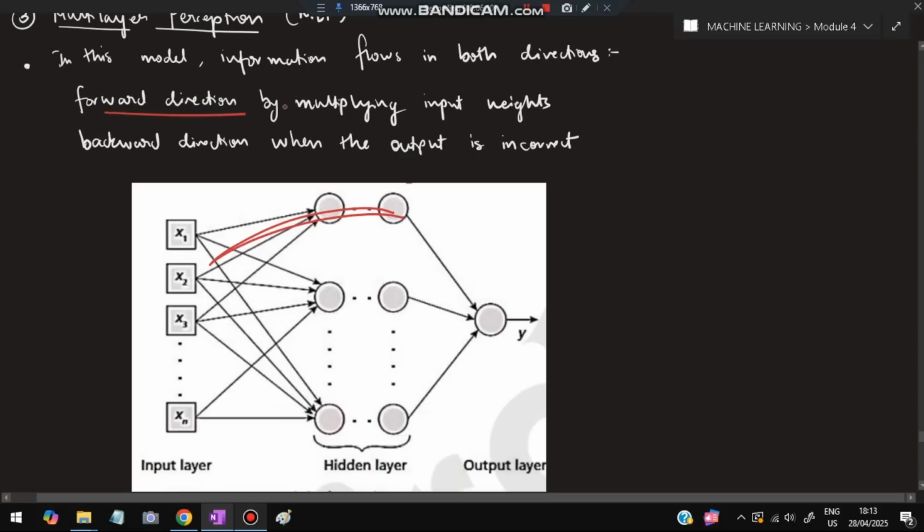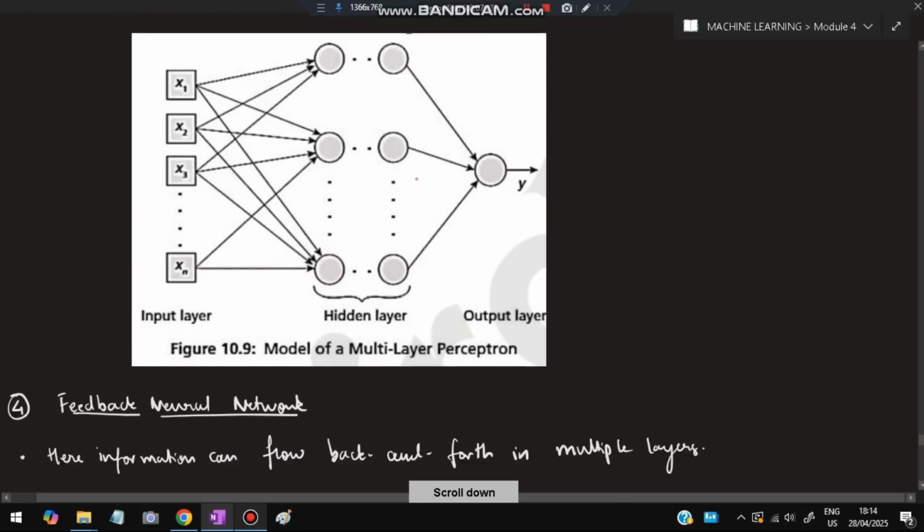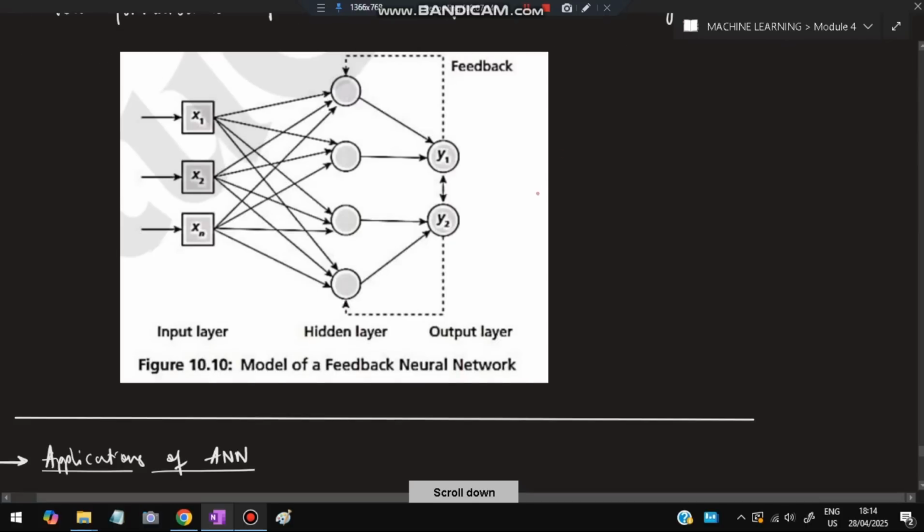In the forward direction, by multiplying input with weights, we move the weight forward, and in the backward direction, if it is wrong, we move backward, update the weights and come back again. That is happening between one layer. So if it happens in a single layer, it is called a multi-layer perceptron. If it is happening between more than one layer, and from the output also it is coming back, that is called the feedback neural network, because it goes back and forth in multiple layers. So this is the model of a feedback neural network.